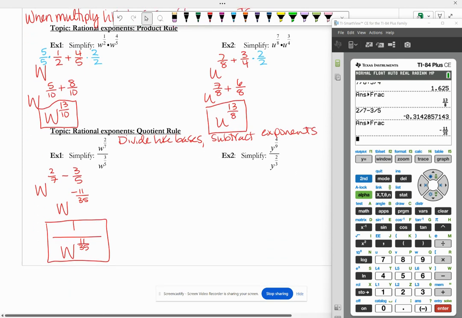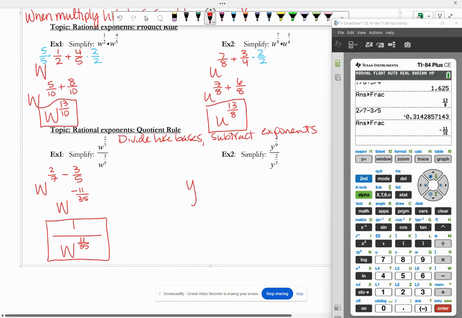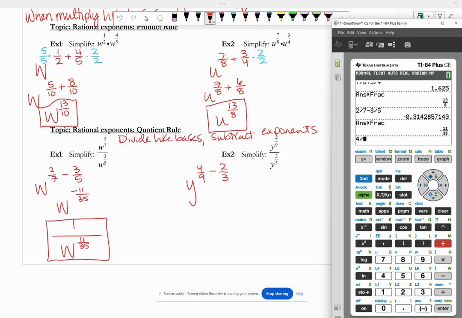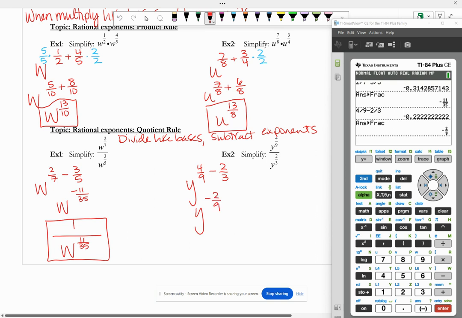Last one, we have Y to the 4/9. And then up in the exponent, we're subtracting 2/3. So I have 4 divided by 9 minus 2 divided by 3. Math frac. I get negative 2/9. But if I think back to, again, the negative exponent rule, that's really 1 over Y to the 2/9.